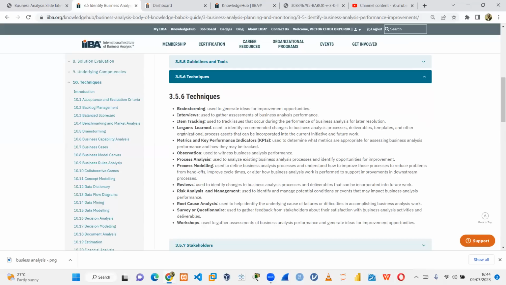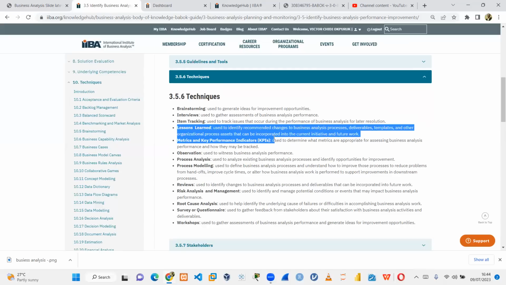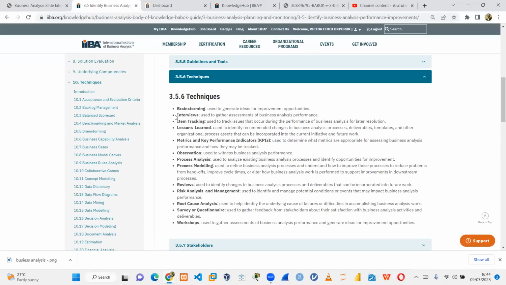So if it's a new business, so there's no lessons learned, this is off the game. Now, if the business does not allow you to even perform interviews, or if you are going to have confidentiality issues, so this is out of it.